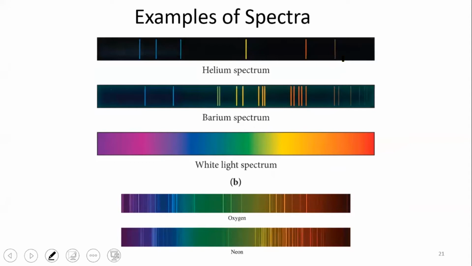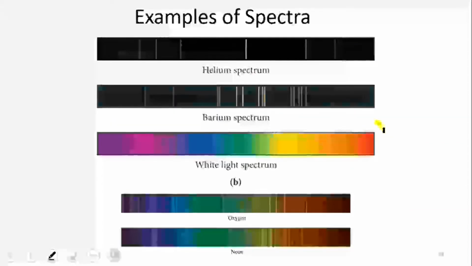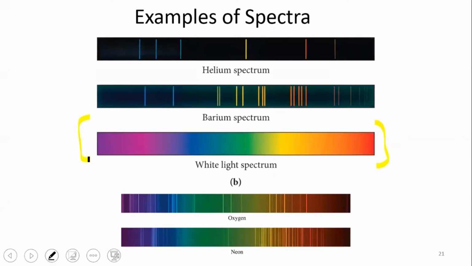Notice that white light gives you what we called, remember, a continuous spectrum, right here in the middle. And as opposed to that, these other guys give us what are called line spectrums. We call this a line.